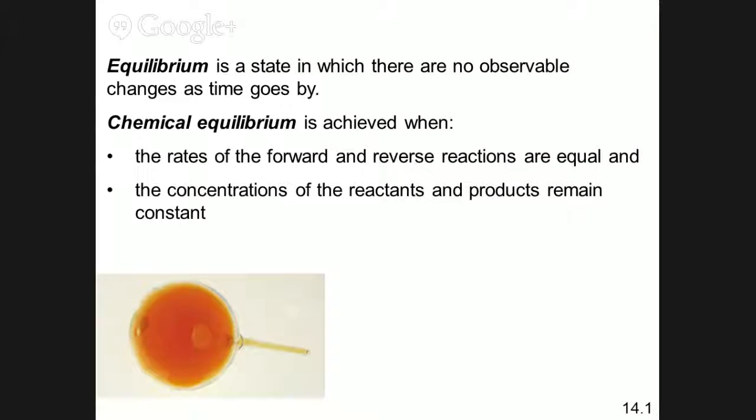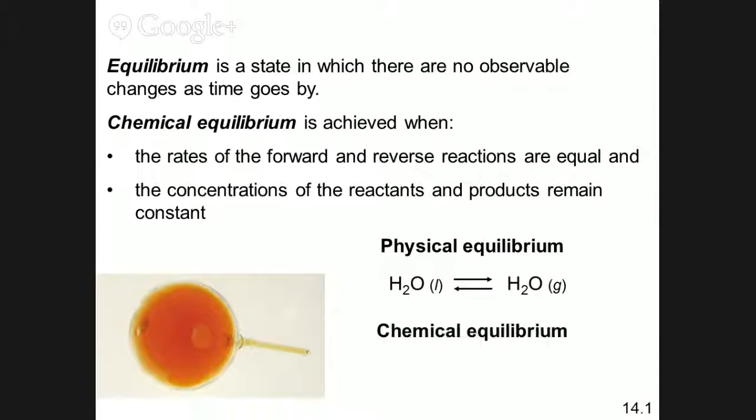The concentrations of the products don't change. The concentrations of the reactants don't change. Everything is constant. It's an equilibrium. It is also possible to have physical equilibrium. So, for instance, turning liquid water into gaseous water. And then with chemical equilibriums, of course, chemical changes, we're always creating something new. And so in this case, we have N2O4 switching into NO2.